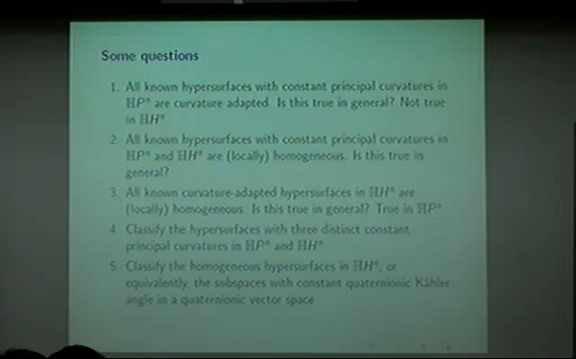And then finally, classify the homogeneous hypersurfaces in quaternionic hyperbolic space, or equivalently, what I just described here. What one needs to find is all the subspaces with constant quaternionic Kähler angle in a quaternionic vector space. So that's the equivalent problem. And so there are a number of interesting open problems in the quaternionic space forms.